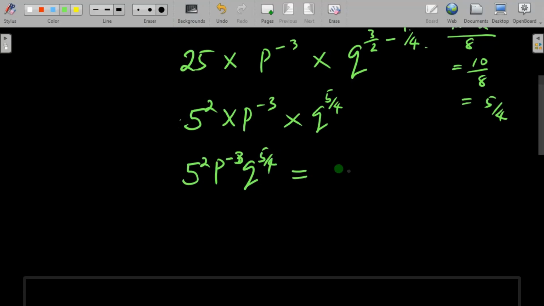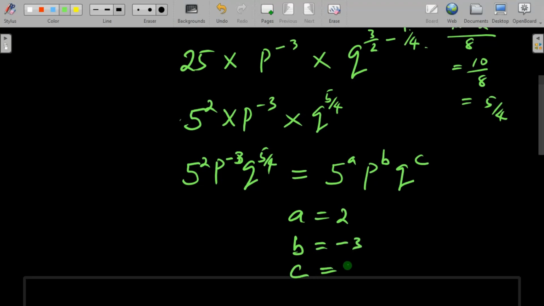Then compare it to 5 raised to the power a from the question, p raised to the power b, and q raised to the power c. It means that my a is equal to 2, my b is equal to minus 3, and my c is equal to 5 over 4.